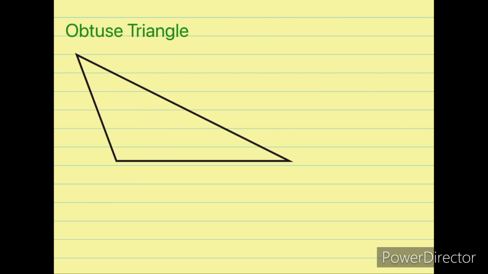Next type of triangle according to their angle measure is what we call the obtuse triangle. It has an angle greater than 90 degrees. As you can see, this angle is greater than 90 degrees. Let's say 120. When we say obtuse, one of the measures of its angles is greater than 90 degrees. So 120 is greater than 90 degrees. Therefore, we can say that this is an obtuse triangle.